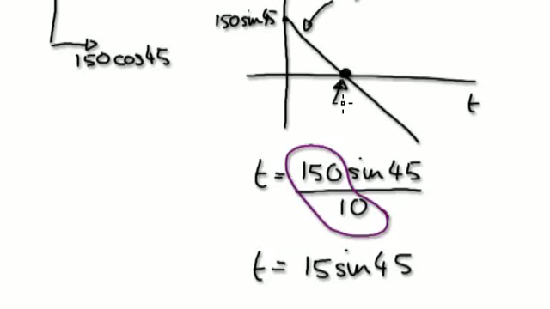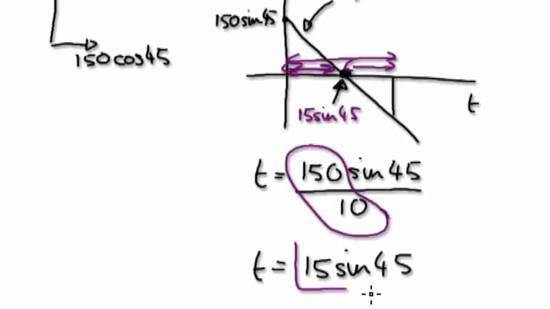So the time it takes to get to its maximum height is 15 sine 45. So the total flight time would be this time here times 2. So the total flight time will be this whole length here. So I'm just going to get this times 2.